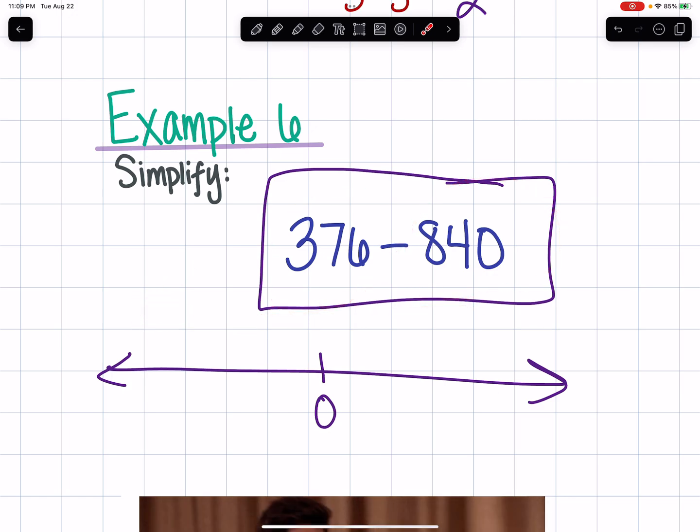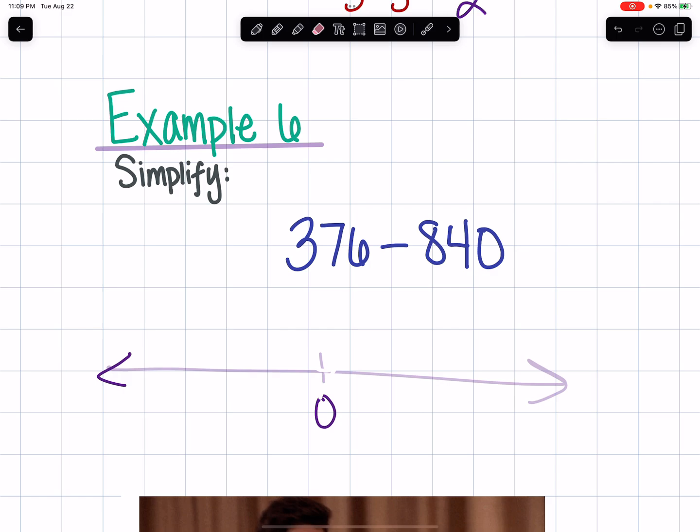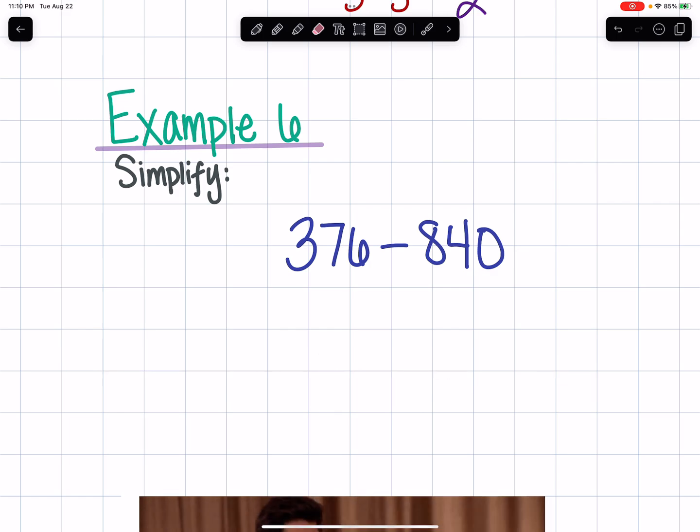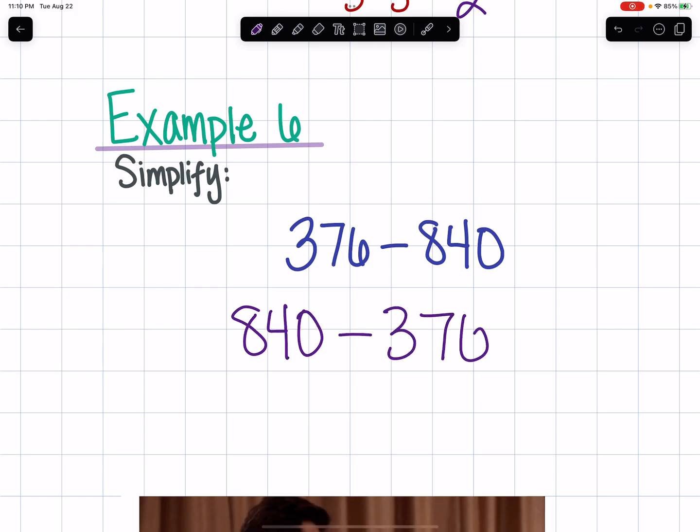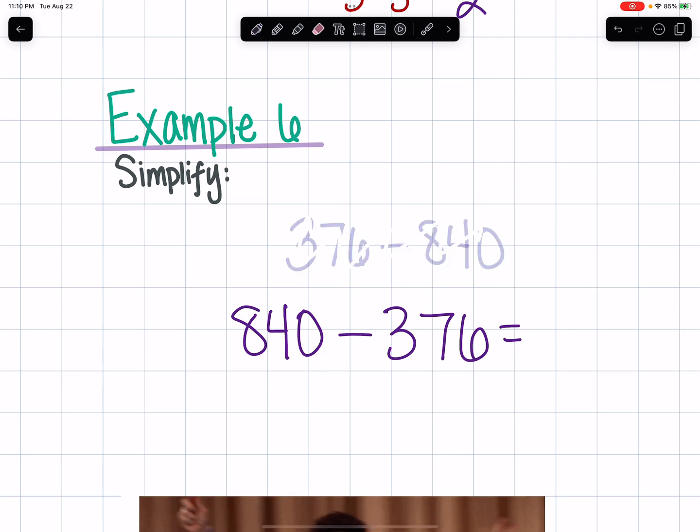So knowing what we just learned in the previous problem, that subtraction is not commutative, and that if you reverse the order, you get the same answer, just the opposite of it. What can we do here? We can make this a lot simpler, and we'll just do 840 minus 376. And then whatever answer we get, let's just take the opposite of that and make it easy, right? Let's try it. Okay, so 840 minus 376.